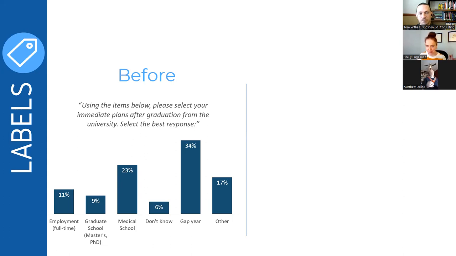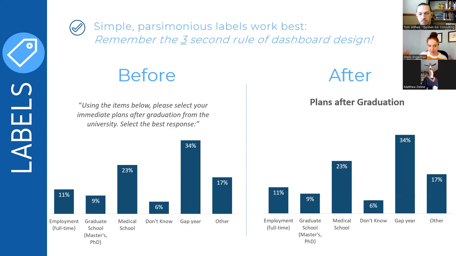So the 3-second rule, I think Tom alluded to this, basically says that in 3 seconds or less, your user should be able to locate the information that they're looking for in your dashboard. So now, as you can see from the after chart, I learned to create very simple, parsimonious labels that get to the point in 3 seconds or less.